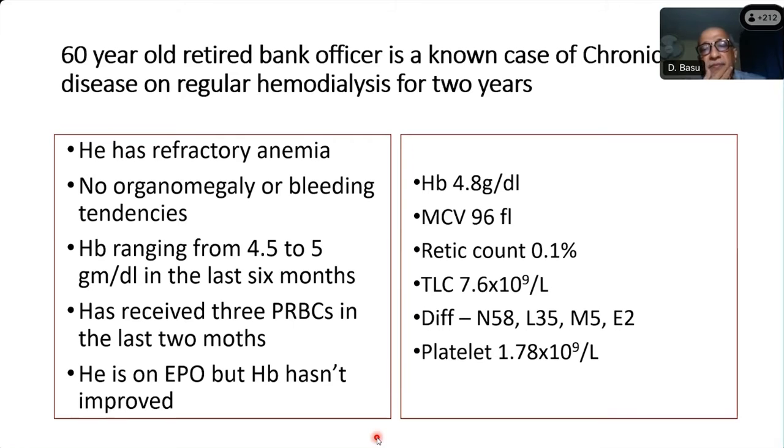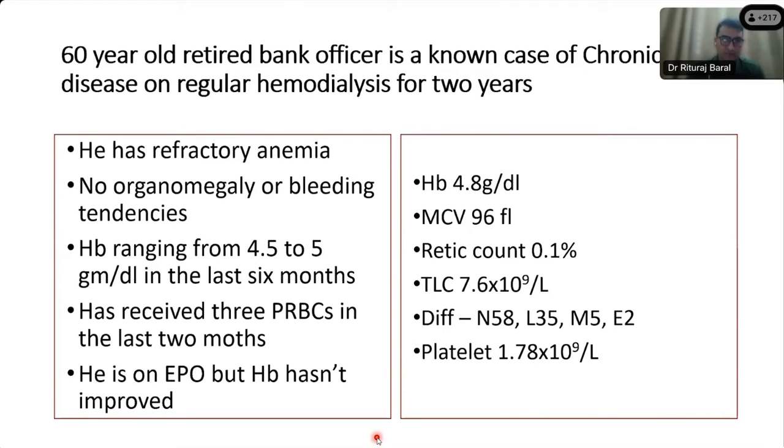So currently the patient has hemoglobin of 4.8 gram per deciliter with MCV of 96 femtoliter. Retic count is within normal range. Total count is 7600 per cubic millimeter, and differentials are neutrophil 58, lymphocyte 35, monocyte 5, and eosinophil 2, with platelets 1.78 into 10 to the power 9 per liter.